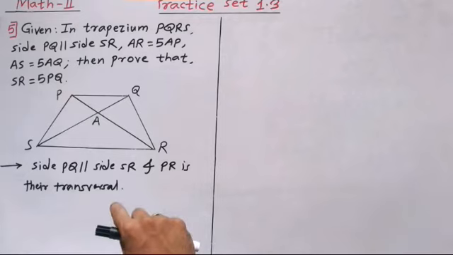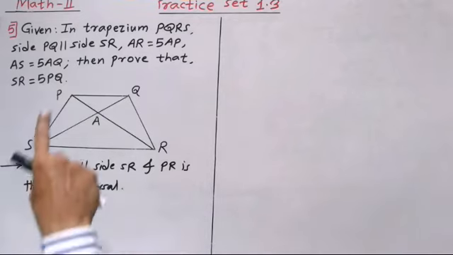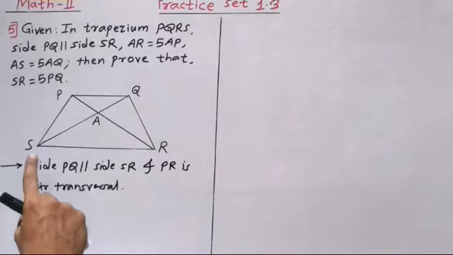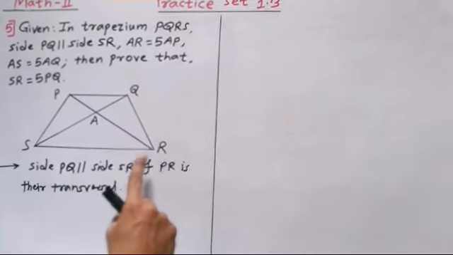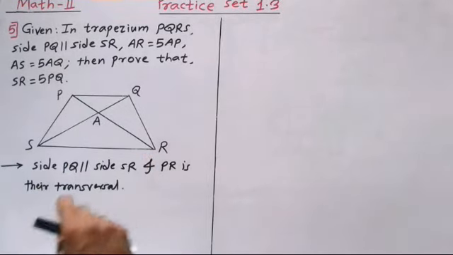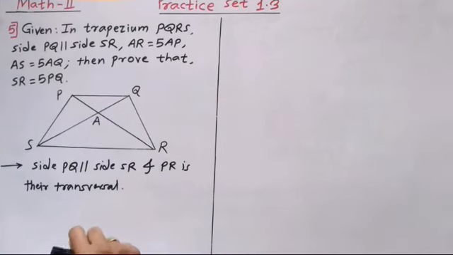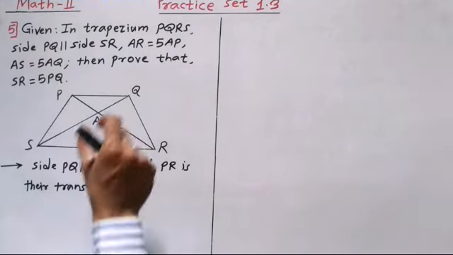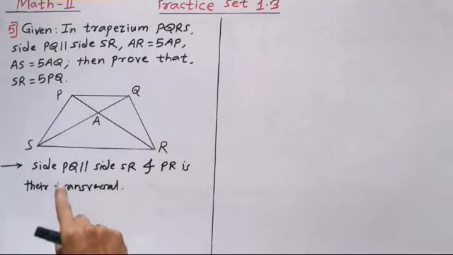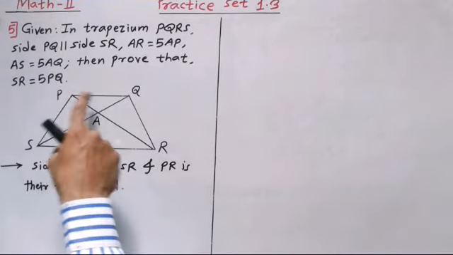Question number 5. Given: in trapezium PQRS, side PQ is parallel to side SR. AR is equal to 5AP, AS is equal to 5AQ. Then prove that SR is 5 times PQ.